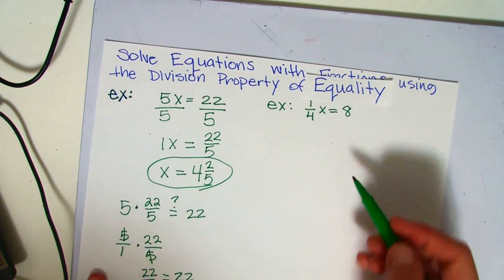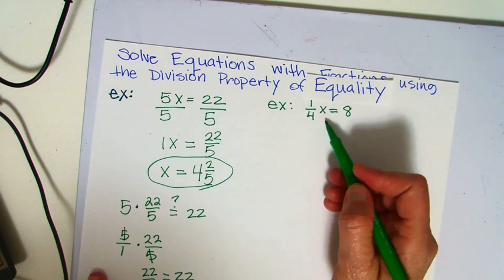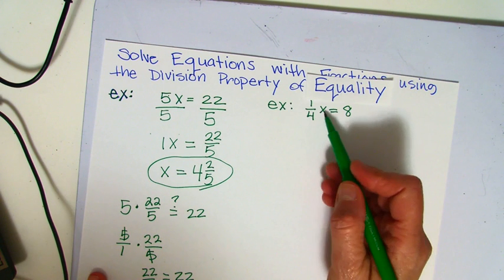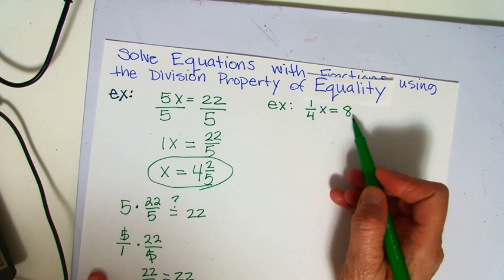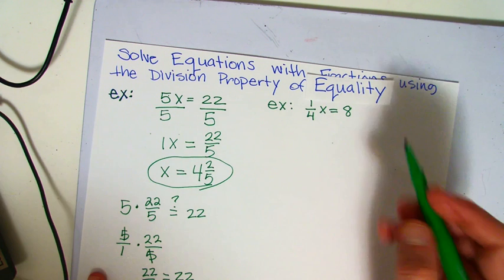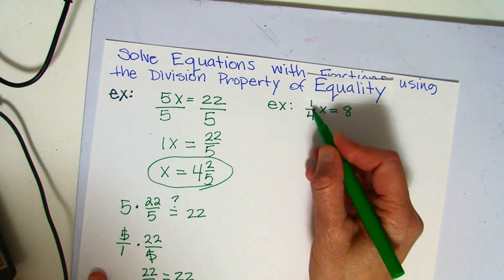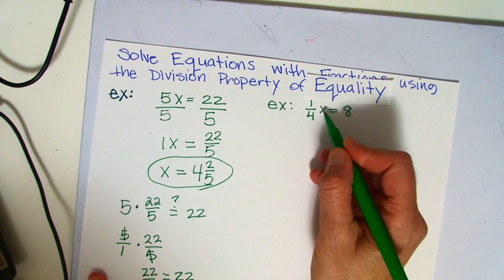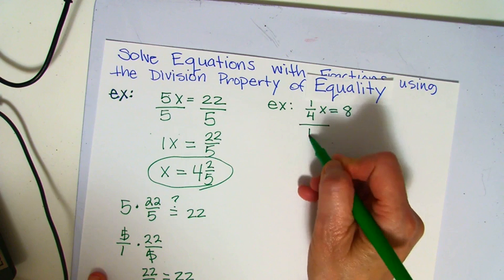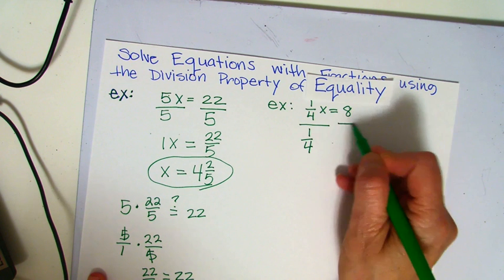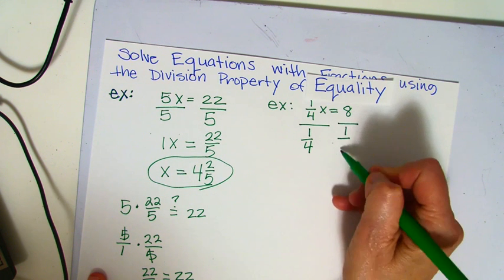In the second problem, we have 1/4 x equals 8. And this is really 1/4 times x equals 8. We can use the division property by dividing the number that is being multiplied to the x. Notice it looks more like a complex fraction now. Remember to divide both sides by the same amount.